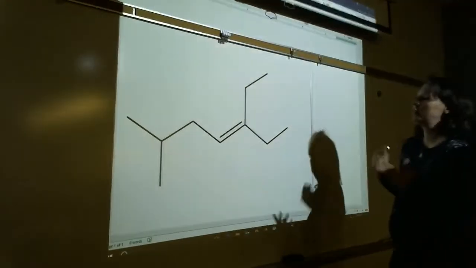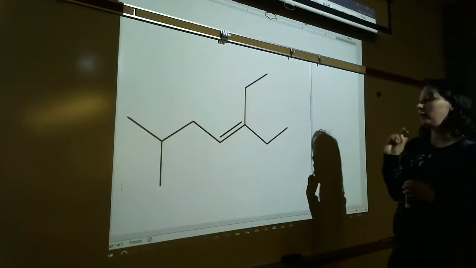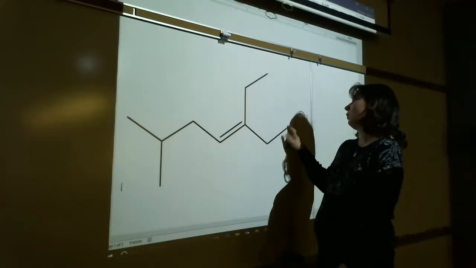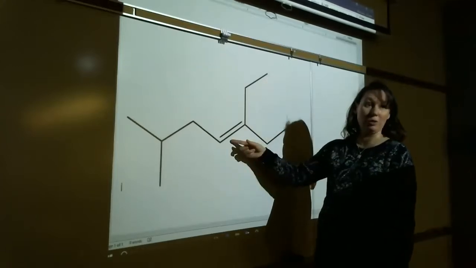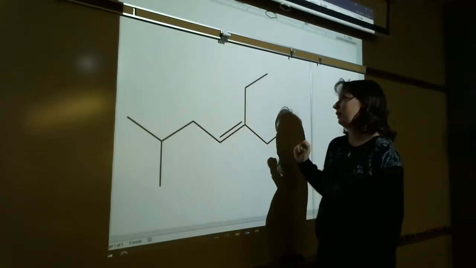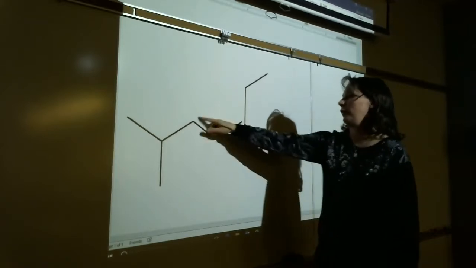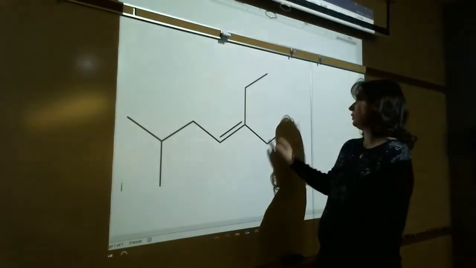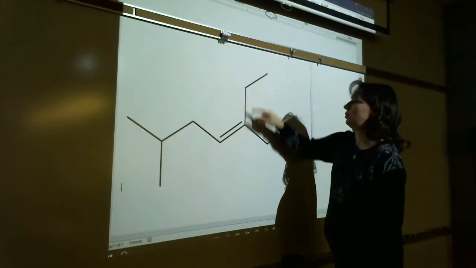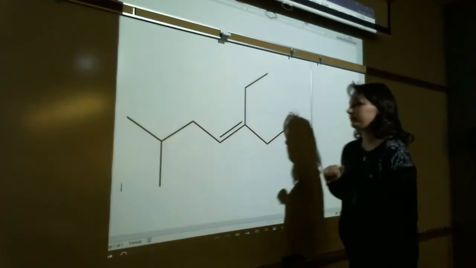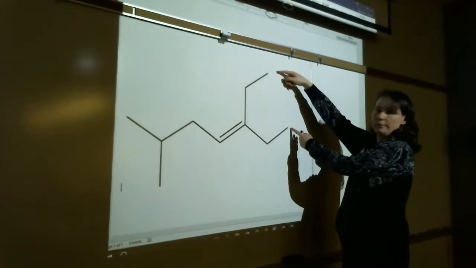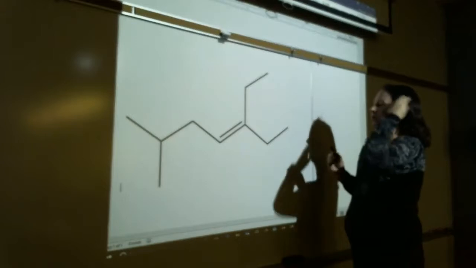All right, first we need to identify the longest parent chain. Now the longest parent chain must include the double bond, okay? Because if your longest parent chain went 1, 2, 3, 4, 5, that would exclude the double bond. And that's the highest ranking thing, so obviously we can't do that. Right, so 1, 2, 3, 4, 5, 6, 7. Right, it's not going to matter. Is that going to make a difference between here and here? No, it's not. All right, so let's just name it.